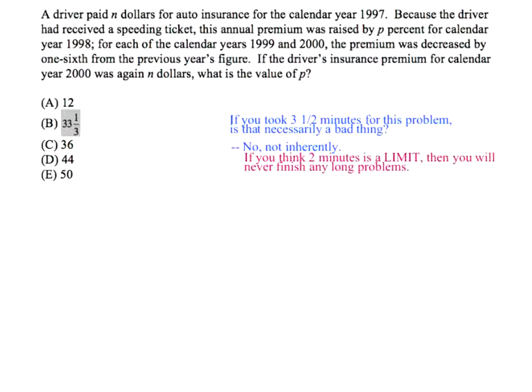Because, I mean, 2 minutes is not a limit. 2 minutes is an average. Think about what an average is. That means that longer problems will take more than that much time, and shorter problems will take less. So the point is that it's perfectly understandable to take more time here because the problem is very long.